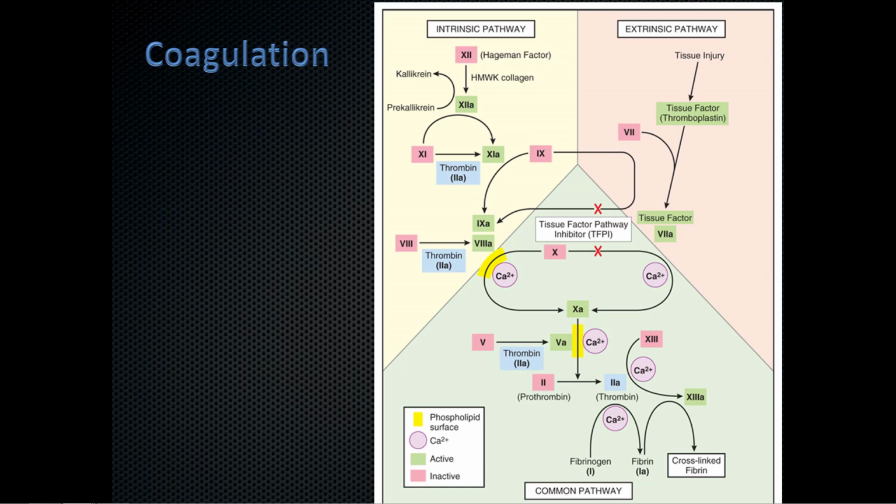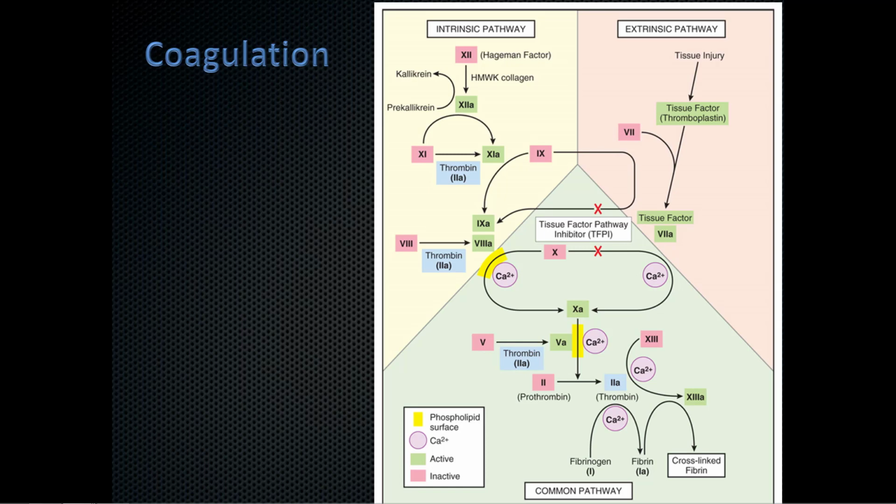First off, you'll start with local vasoconstriction to reduce blood flow. Then you'll see platelet aggregation and formation of a platelet plug, followed by formation of a fibrin mesh to strengthen the plug, and then clot dissolution after the tissue repair is complete. So those are the four overarching features of hemostasis.